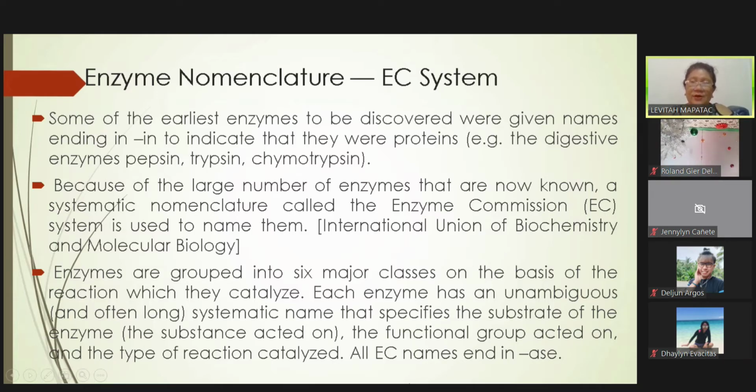Okay, so using an easy name, it ends with ACE. That is the early way of naming it, like pepsin, trypsin, chymotrypsin. But they came up with the 6 major classes. What are these 6 major classes?